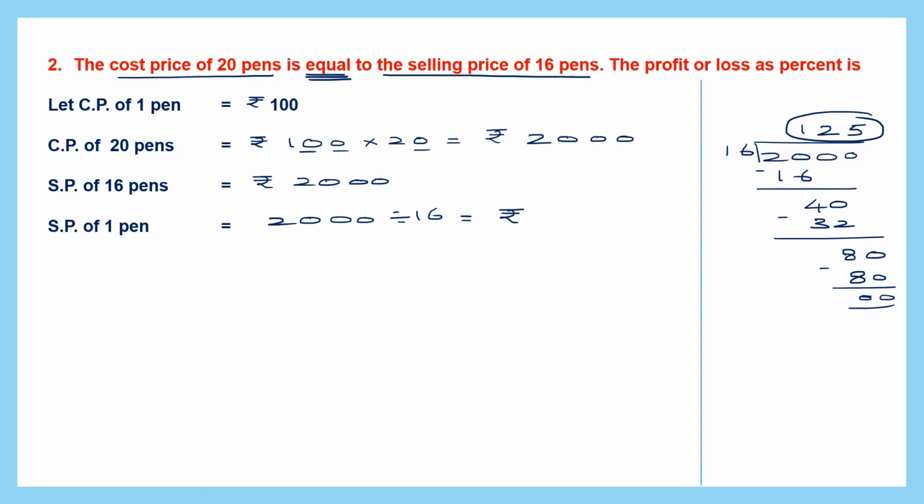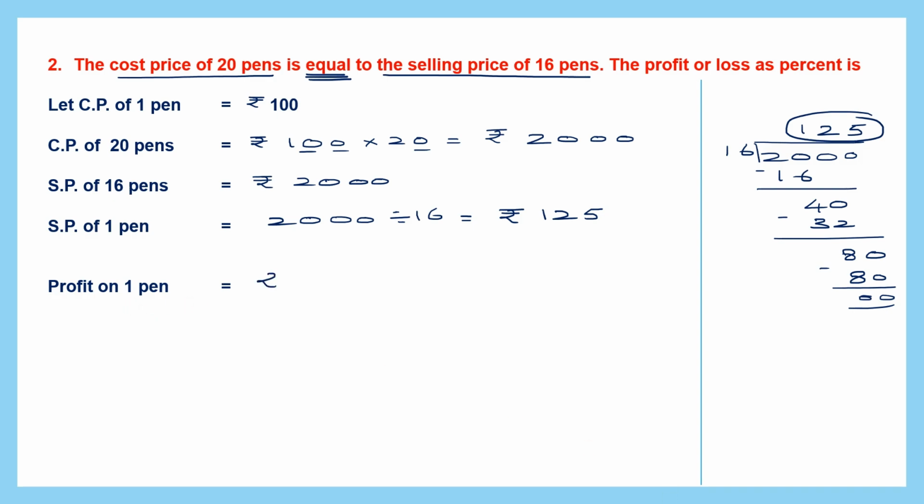So rupees 125. So now we have the selling price of 1 pen, and we have the cost price of 1 pen. Okay, so the cost price of 1 pen is 100 rupees and the selling price of 1 pen is 125. So selling price is more than the cost price. That means there has been a profit. So let's find the profit on selling 1 pen.